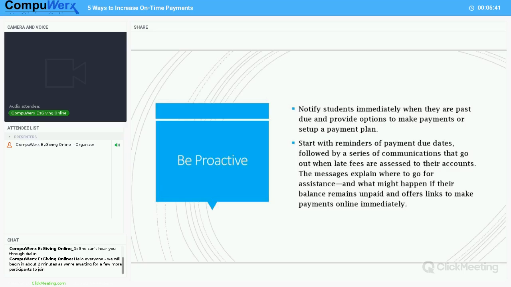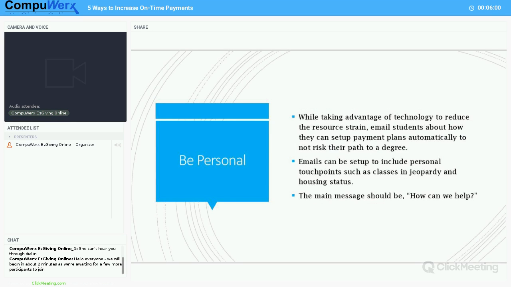They can explain where students can go if they need help, how to set up a payment plan, and what might happen if their balance remains unpaid. Email reminders can even include links to make payments or set up a payment plan. So again, it's very proactive, it's very simple, and it gets students back on track and helps you reduce delinquencies.